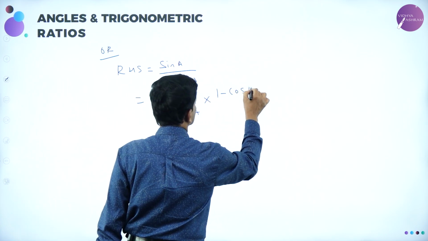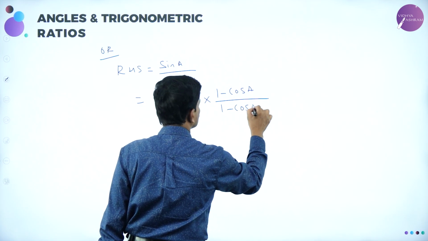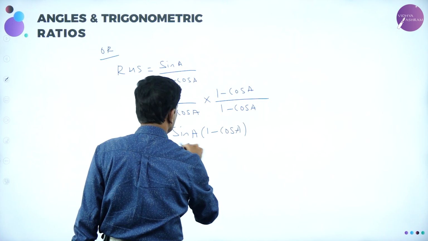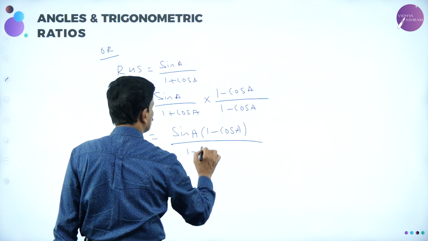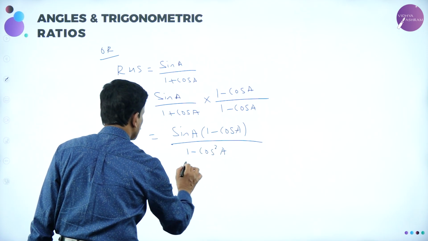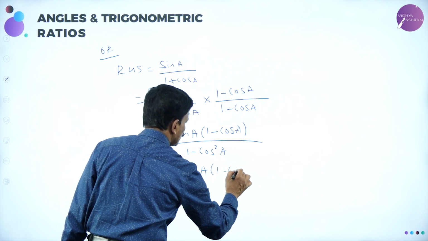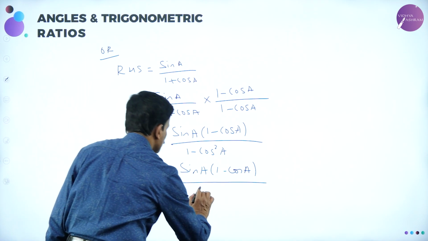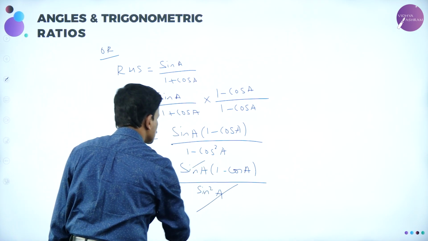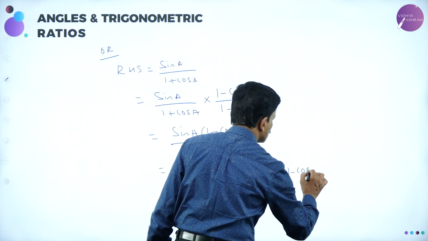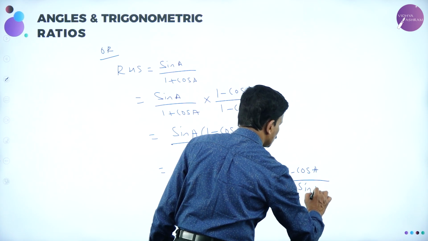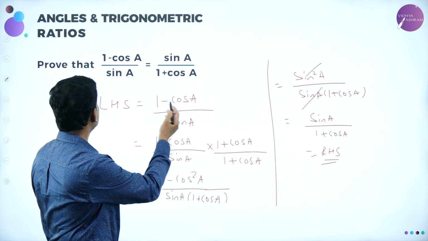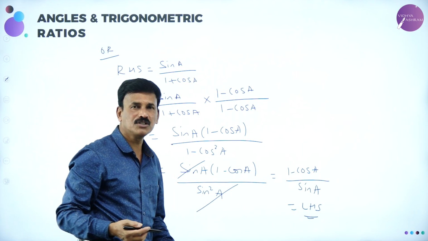1 minus cos A divided by 1 minus cos A. Now multiply it. In the numerator, sin A into 1 minus cos A, divided by 1 into 1 is 1, plus into minus minus, cos into cos is cos square A. This is sin A into 1 minus cos A in the numerator as it is, divided by 1 minus cos square, which is sin square A. Now one sin A and sin A get cancelled. What is left in the numerator is 1 minus cos A divided by, in the denominator, sin A. That is what the LHS is. So any method you can follow for this.